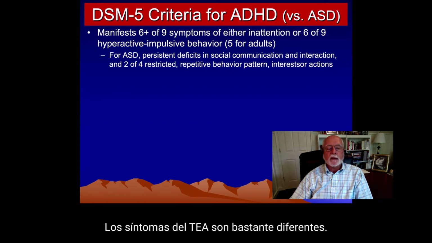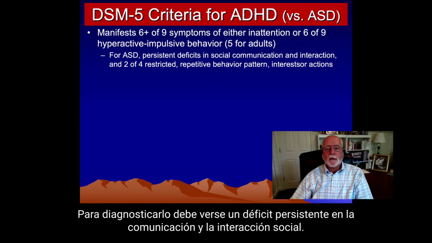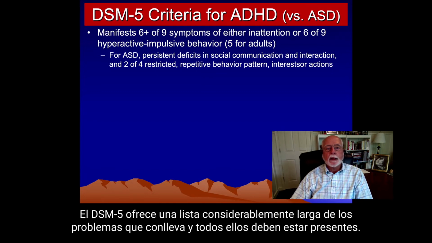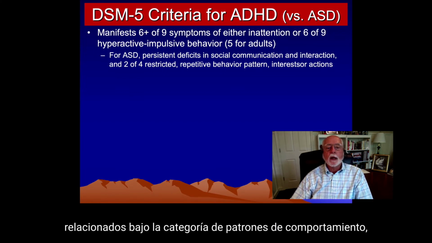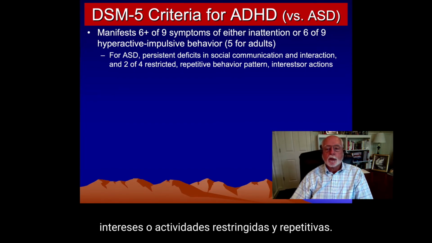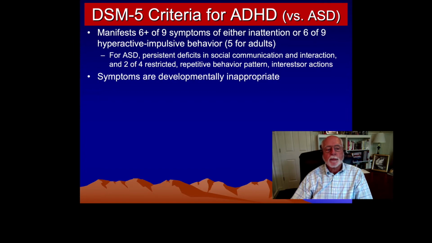In the case of ASD, it's quite different in diagnosis. There must be persistent deficits in social communication and interaction, and a considerable list of those problems is presented in DSM-5, and all of them must be present. In addition, the individual must have at least 2 out of 4 of the symptoms listed under the category of restricted, repetitive patterns of behavior, interests, or actions.